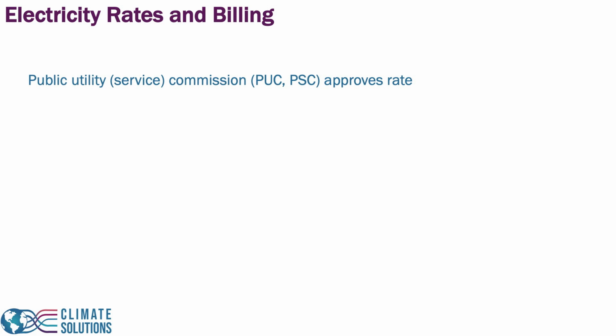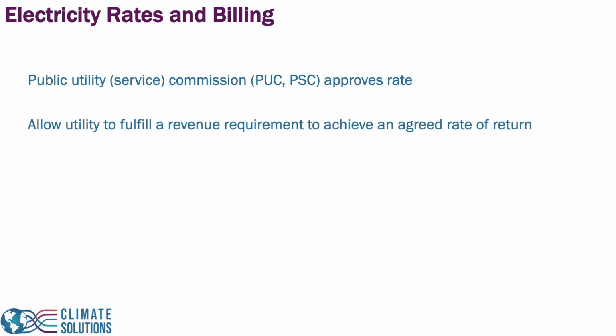There's one more intervener, at least in the United States, between the utility and the consumer, and that is public utilities commissions. In the U.S., at least, the utilities have essentially monopolies on the delivery of power. There's only one transmission line. There is a public utilities commission that usually has to approve what they're charging you for electricity. They have to both allow the utility to fulfill a revenue requirement and achieve a rate of return on their power sale, but they also need to ensure economic affordability to the consumer.